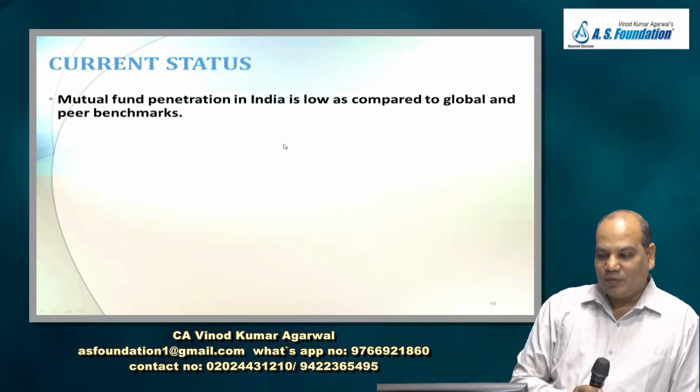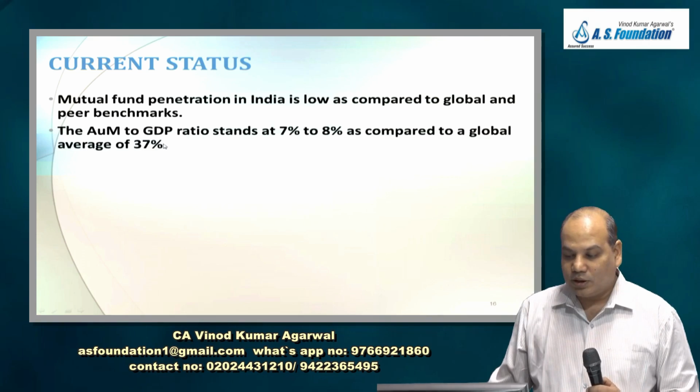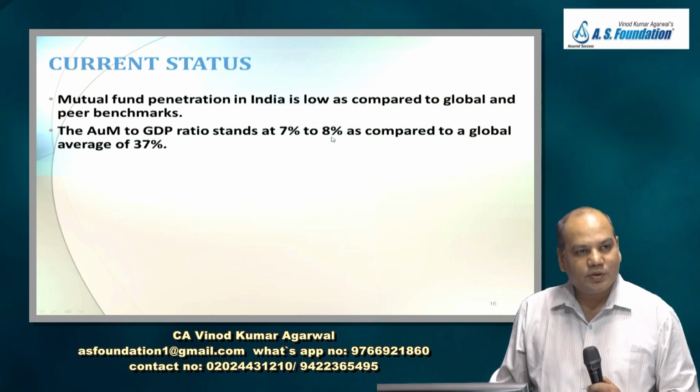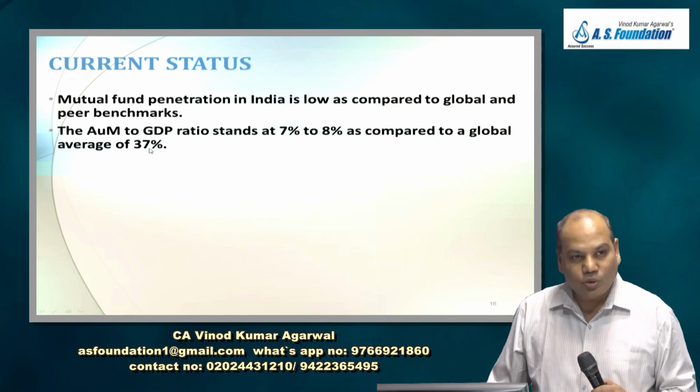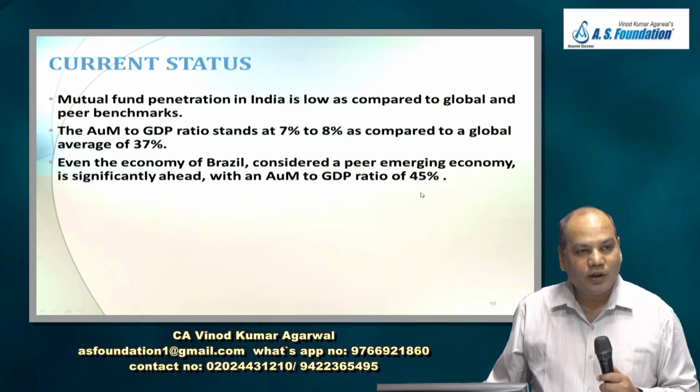The mutual fund penetration in India is low as compared to global and peer benchmark. If I look at the GDP and the asset under management, it is around just 7 to 8%. So your question was, only 2 crore investors in mutual fund. Yes, it is very low. But if you look at the global average, 37%. If you compare with Brazil, which is a developing economy similar to India, there the asset under management to GDP ratio is 45%.